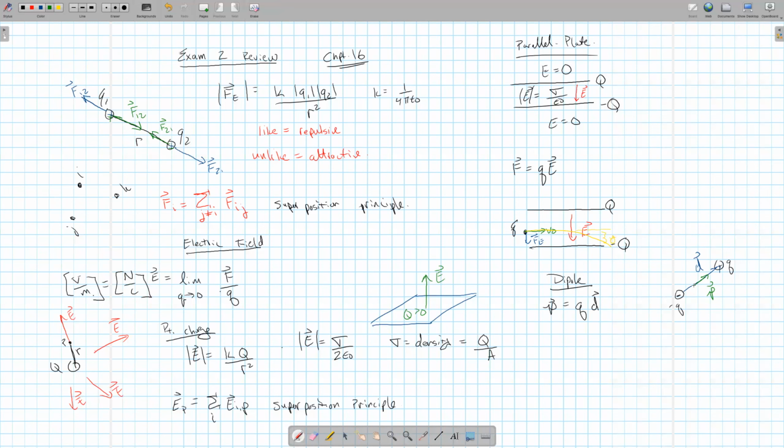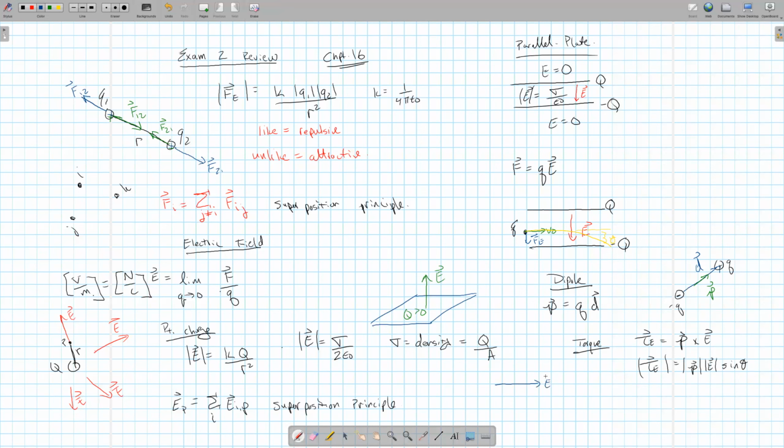With a dipole, we did things like put it in an external electric field. What we found is that the electric torque on the dipole is equal to the dipole moment crossed with the external electric field, which means that the magnitude of the torque is equal to the magnitude of the moment times the magnitude of the electric field times sine of the angle between the two. Again, this angle is specifically the angle between the electric field and the dipole moment.